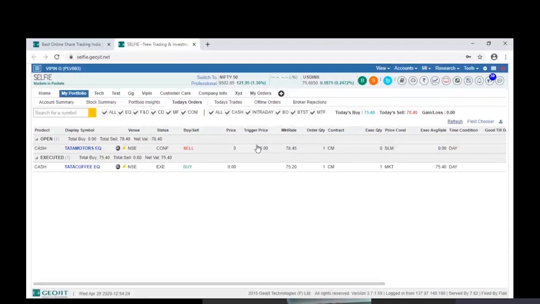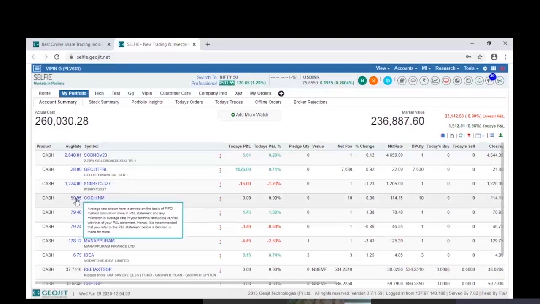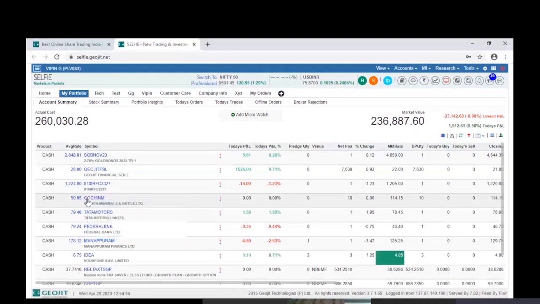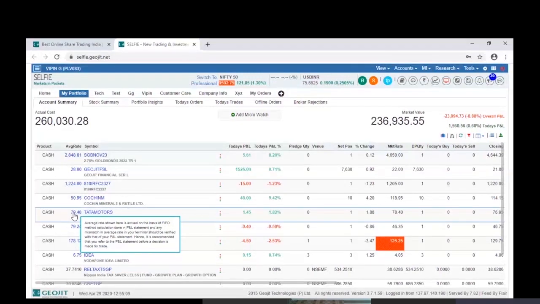Now let us come back to the portfolio. This is the portfolio. The information you get from the portfolio is the scrip name, which is the share I hold, and its average price, the rate at which I have bought. Now, if you want to know the history of the transaction, say I want to know at what time I purchased Tata Motors, or the rate at which I bought it, just click on the average rate. Automatically you will get the transaction details on your screen.